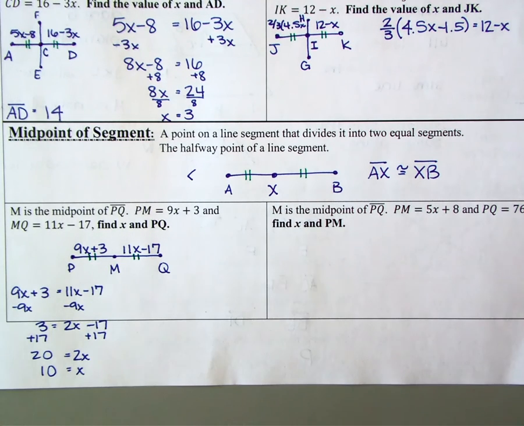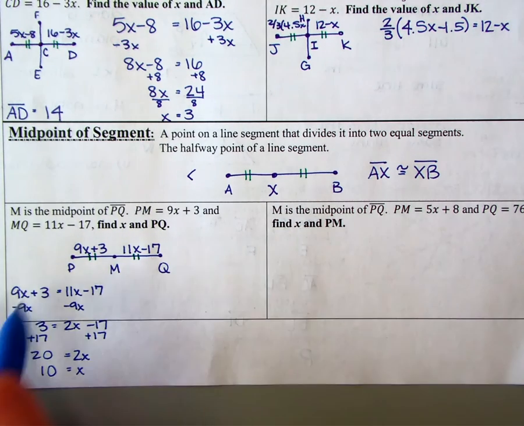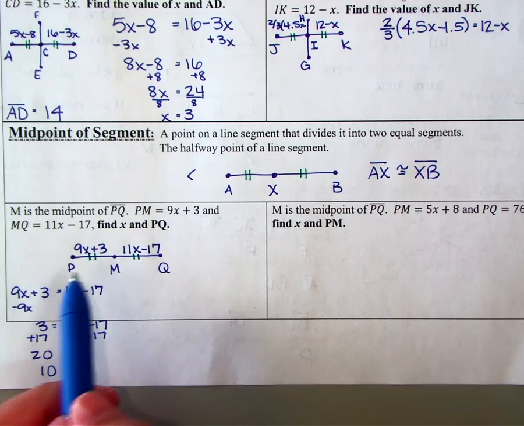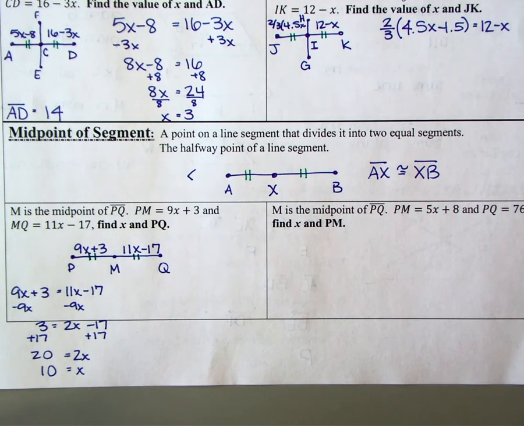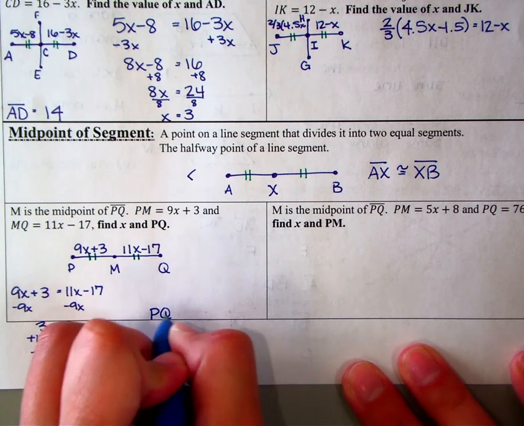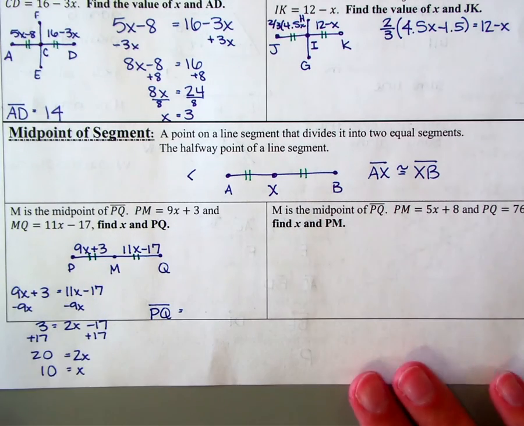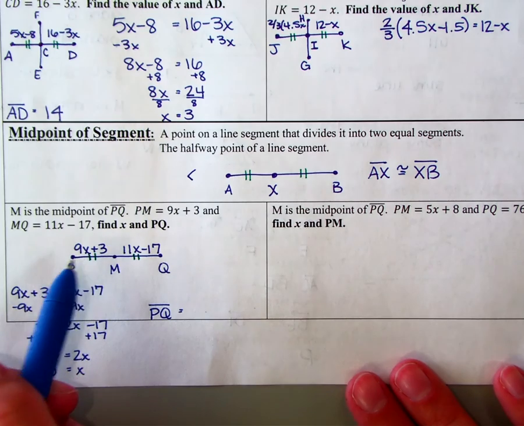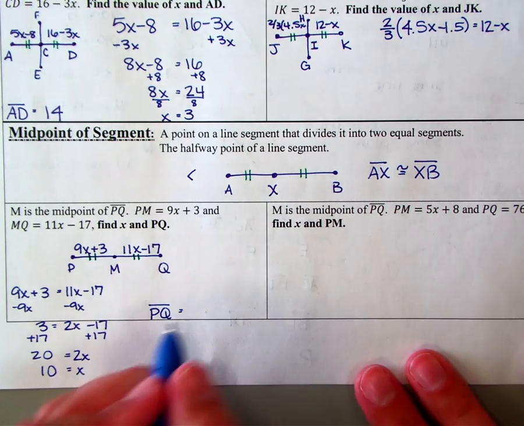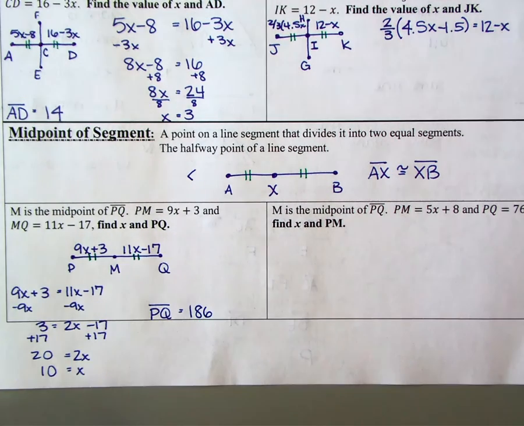So we found one piece of the information, so X is 10, so we'll plug it back in to find PQ. PQ is the big piece, so we'll have to plug it into both sides and add them together. So for PQ, we've got 9 times 10 is 90, plus 3 is 93, so we'll make sure it's the same on the other side. So 10 times 11 is 110, minus 17 is 93. So we know that we did that part correctly because they're equal. And then we'll have 93 plus 93. So I believe that is 186. And so we've answered all that information.